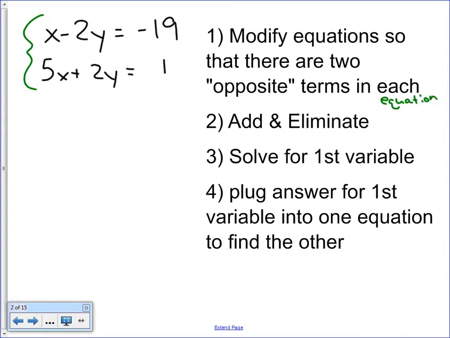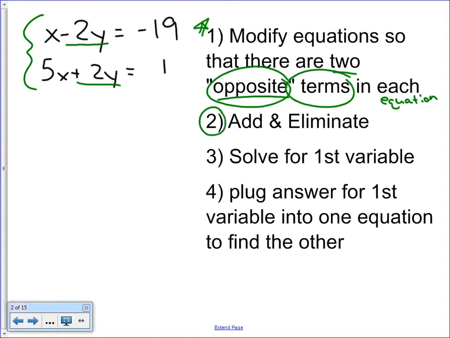Now, a little later on, we'll actually be concerned with this step, but to start off, we won't need to do that. What I mean by two opposite terms is that there's one term that is positive in one equation, and a term with the opposite sign in the other equation. If you notice here, I have a negative 2y and a positive 2y. Those are the opposite terms I'm talking about. We always, always, always want to see that in elimination problems.